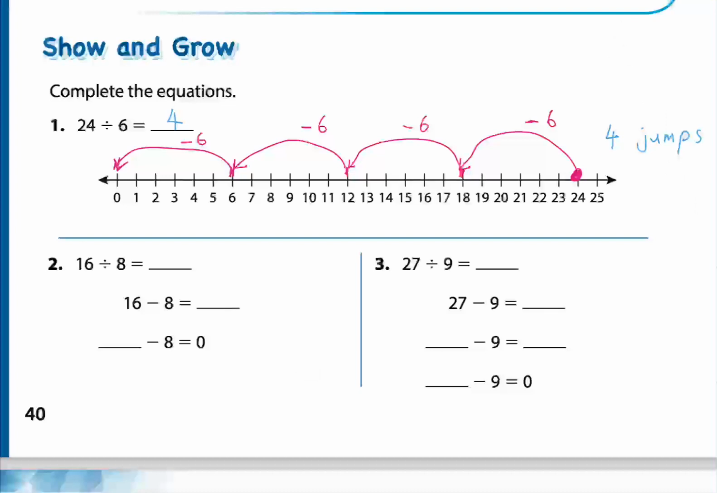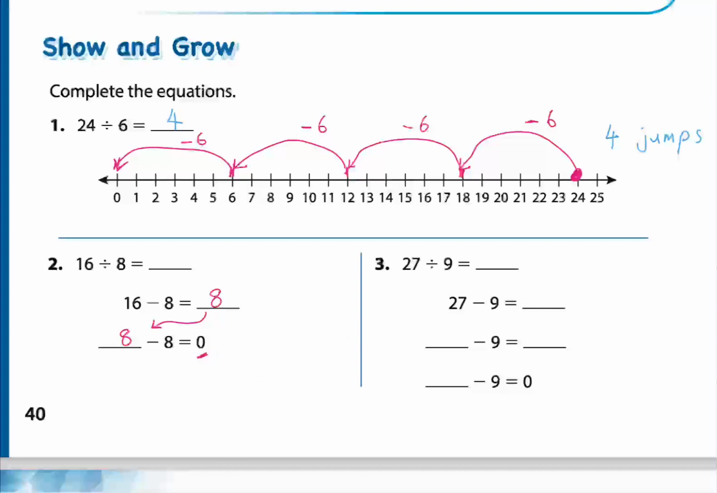And now let's start doing 16 divided by 8. So we start with 16 and subtract 8. 16 minus 8 equals 8. Now take the 8 to the next equation as the starting number. 8 minus 8 equals 0. Now we reach the 0. When you reach the 0, you're done.